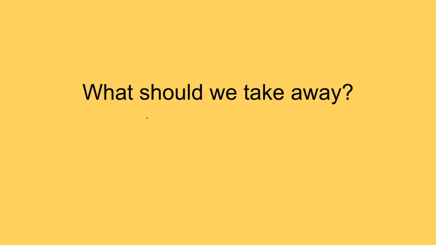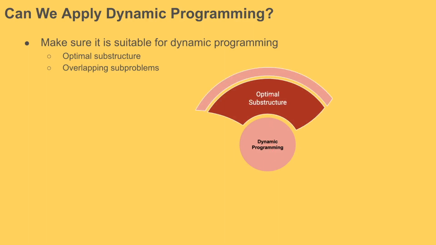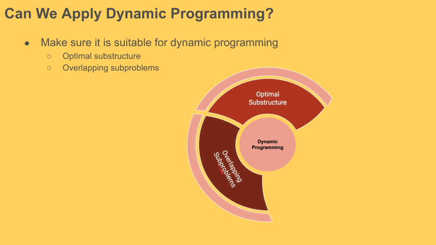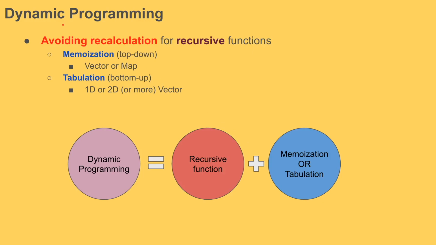What should we take away from all of what I said? First, when can we apply dynamic programming? As I mentioned before, dynamic programming has two very important features: it needs to have optimal substructure and overlapping subproblems. Once you see these two exist, then you add memo or caching, either top to bottom or bottom to top, and there you go, you have a dynamic programming solution. Dynamic programming is really avoiding recalculation for recursive functions. You can use either memoization or tabulation.